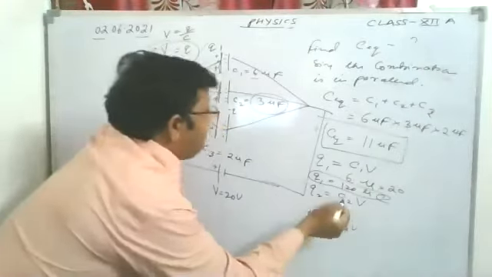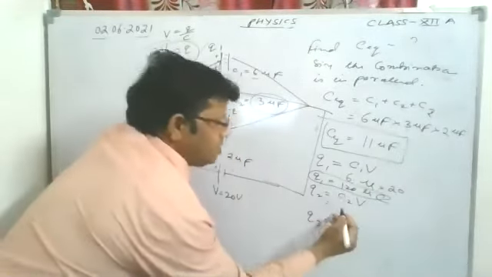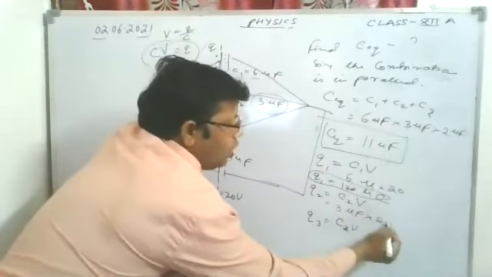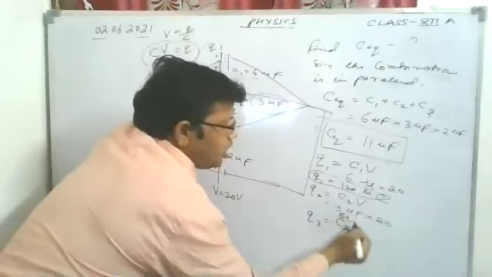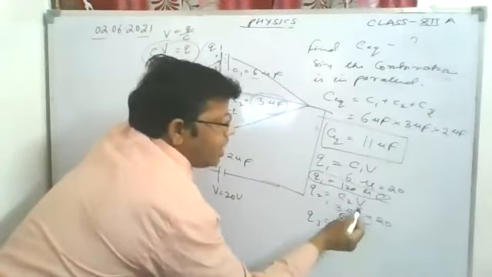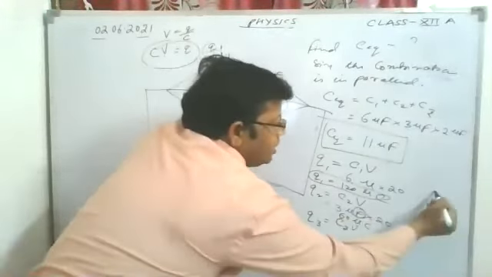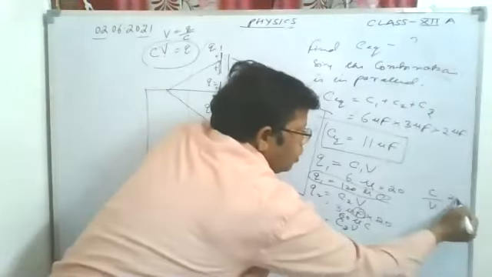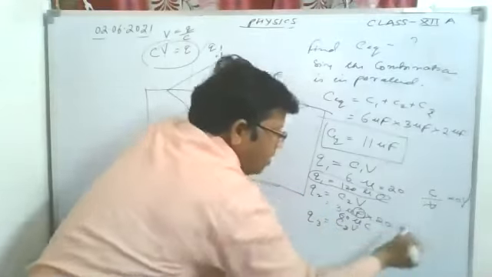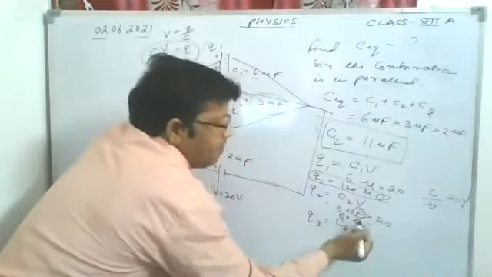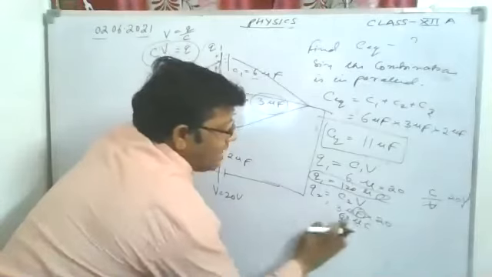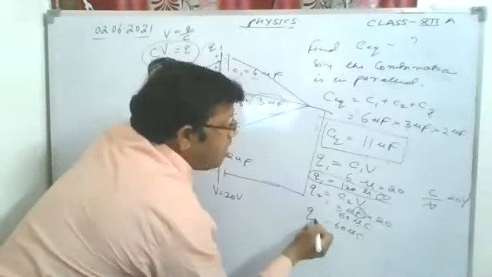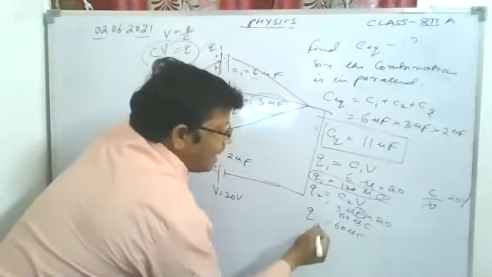What is the capacitance of the second capacitor? 3 micro. Micro means 10⁻⁶. What is the voltage? 20. 20 into 3 is 60 microcoulomb. Beta, farad, you know, farad is coulomb upon volt. And here 20 volts, so volt cancels out and coulomb remains. That's why we are writing microcoulomb. The answer is 60 microcoulomb, the charge deposited over the second capacitor.